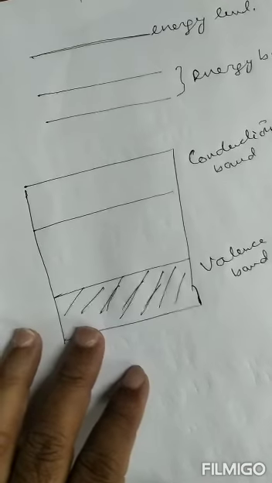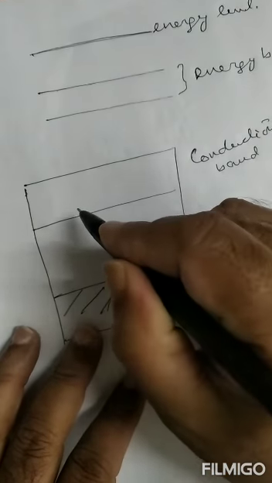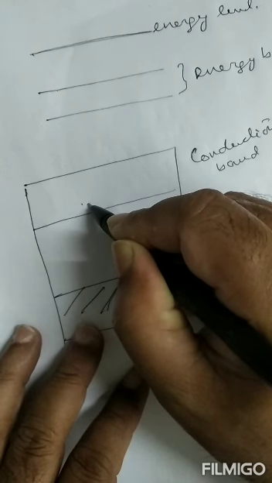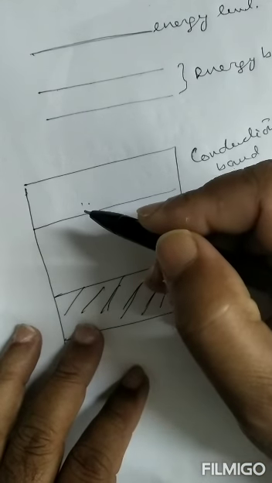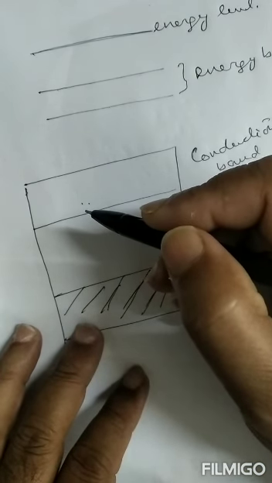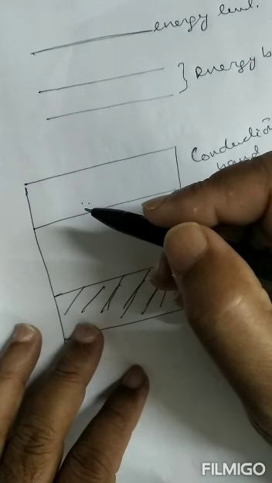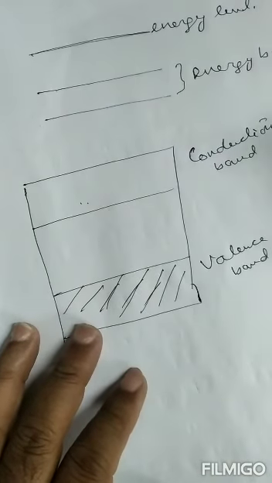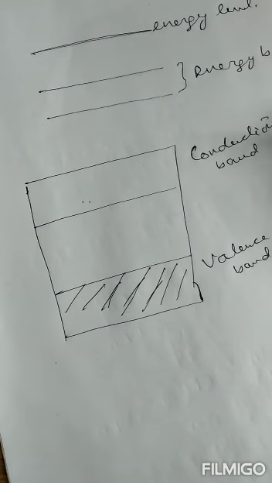The energy band which is above the valence band is called the conduction band. Whenever an electron is in the conduction band, it is free to move from one end to the other end of the conductor. That means whenever electrons are in the conduction band, they are free and they can conduct current easily.